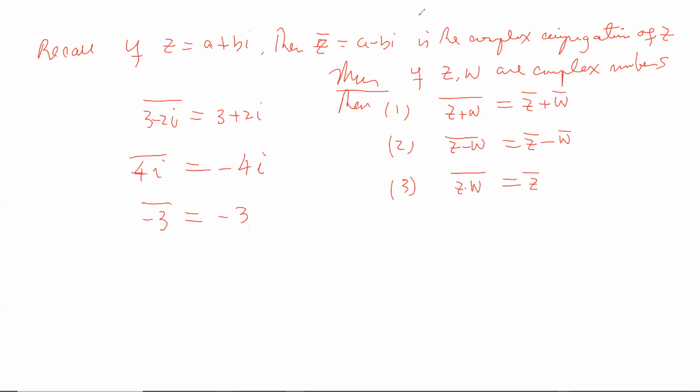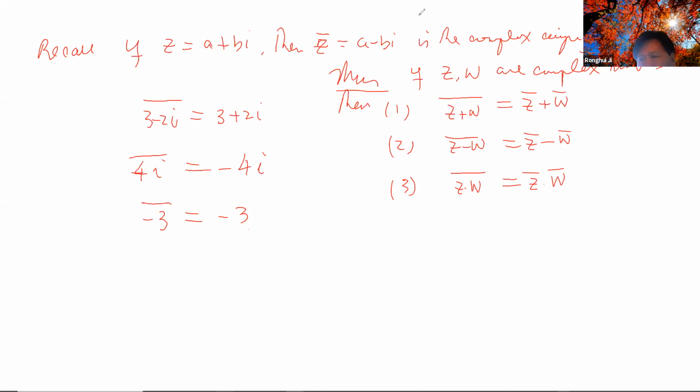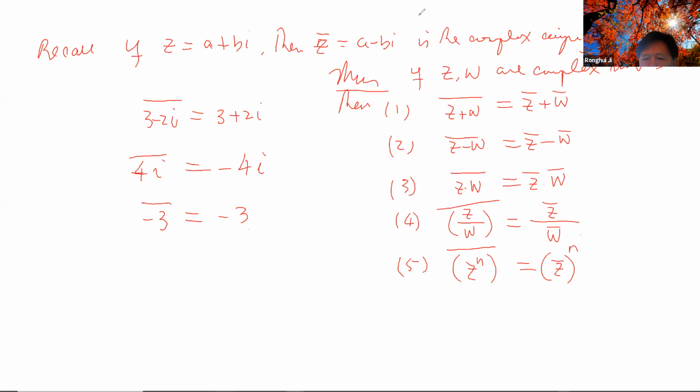Maybe the product of the conjugates. Okay, so it's very surprising actually. Number 4, the conjugate of the quotient equals what? Surprising, surprising. It's the quotient of the conjugates. And then 5, if you conjugate something to a power, then you can just take the power of the conjugates. So this one implies this, okay?